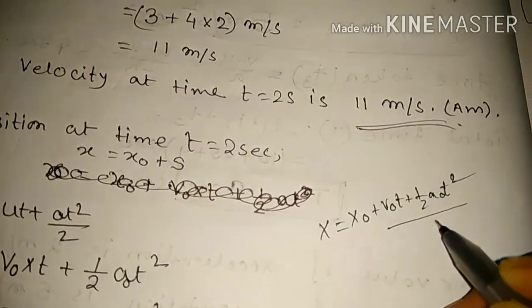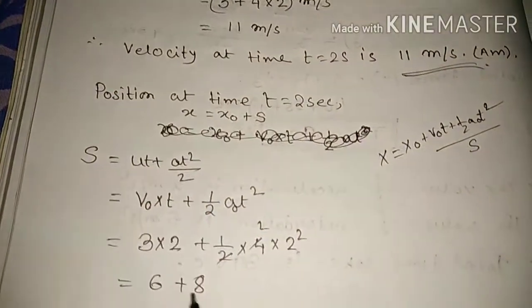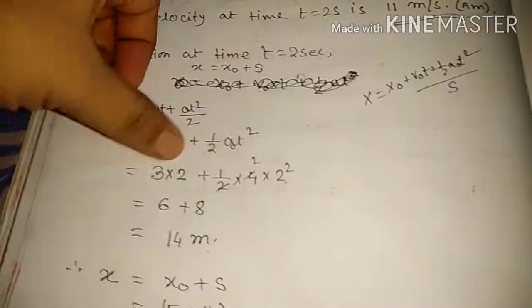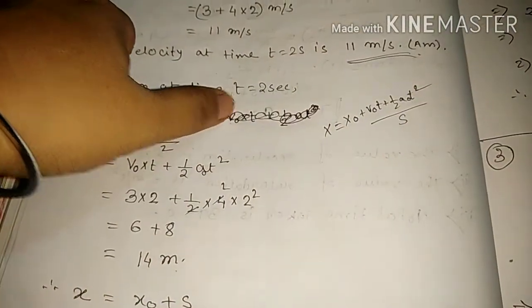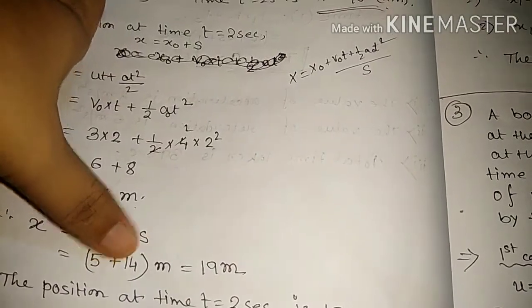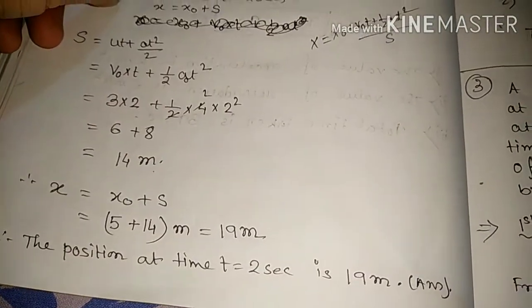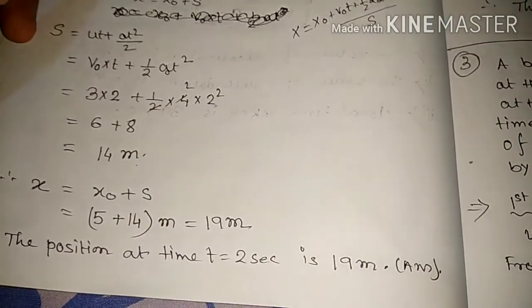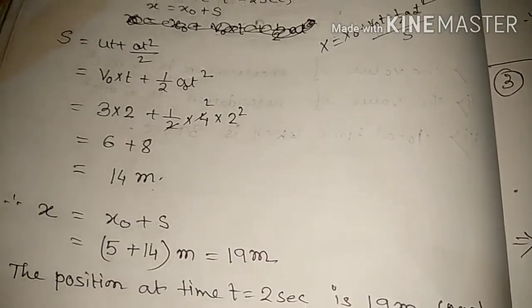And this one is s. So first we find out the value of s. Then we put it here, and we know the value of x0. Then adding these two values, we get x. The value of x is the position at time t equals 2 seconds, that is 19 meter.